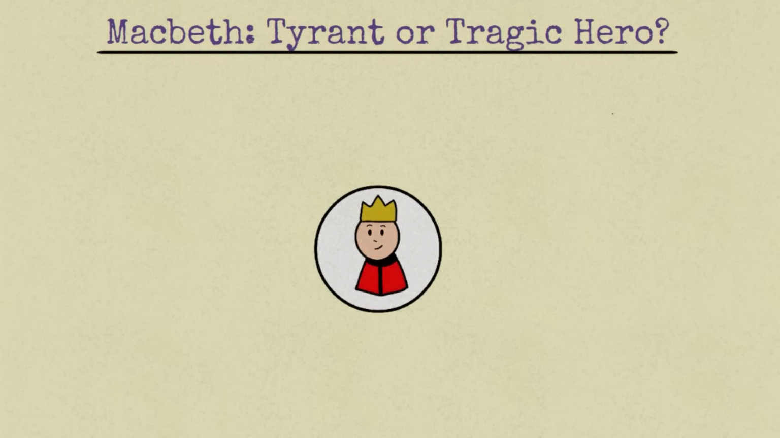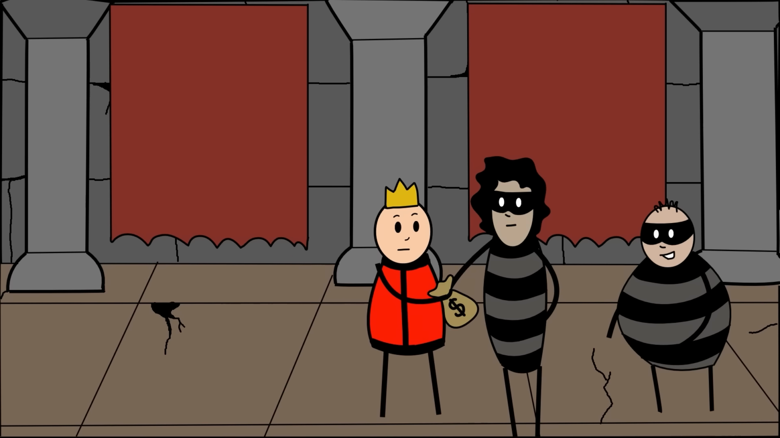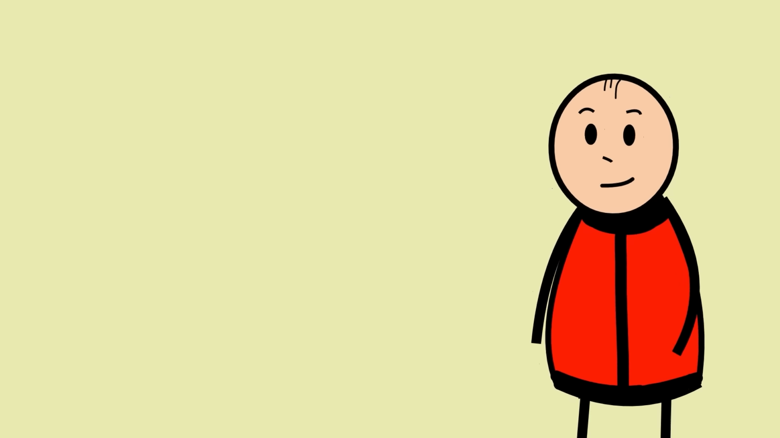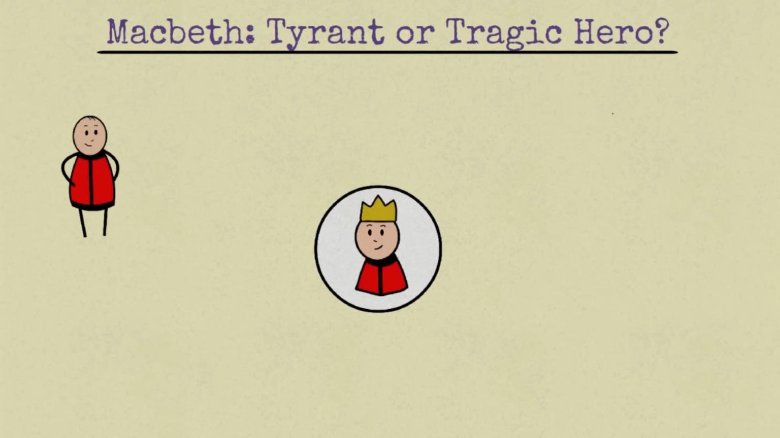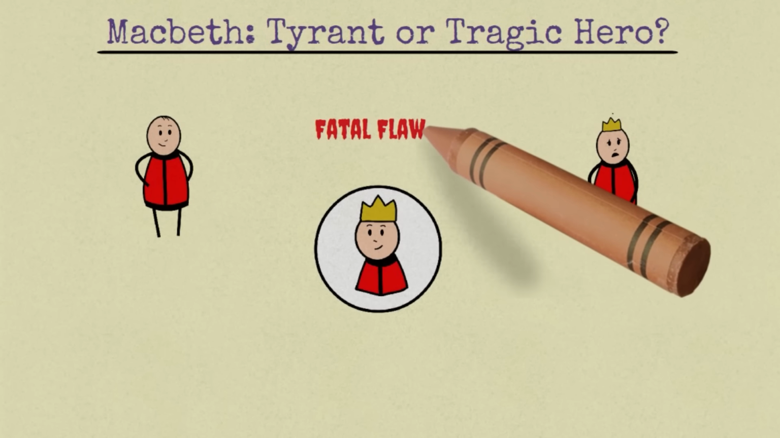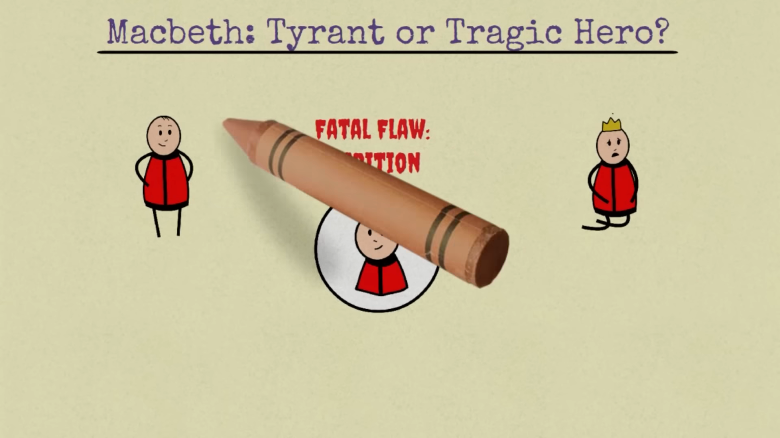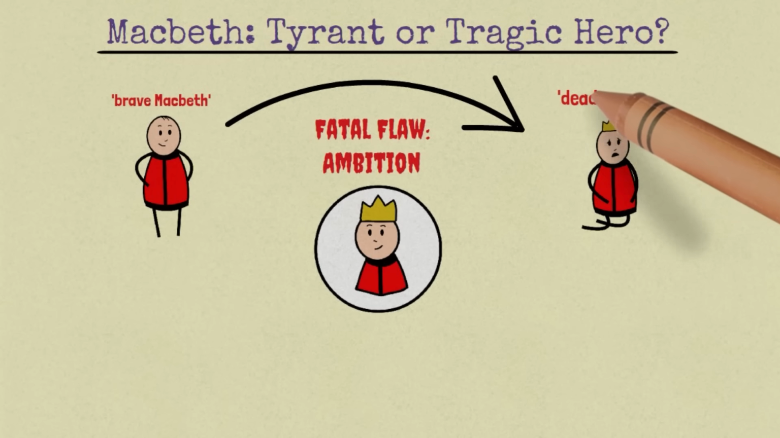And speaking of men, let's look at the main man himself, the title figure and tragic hero, Macbeth. You might automatically associate Macbeth with being a murderer and a tyrant, but there's much more to him than that. Like all of Shakespeare's tragic heroes, he starts off noble and respected, but is brought down by his fatal flaw, which in his case is ambition. So let's find out how his character transforms from brave Macbeth to dead butcher.